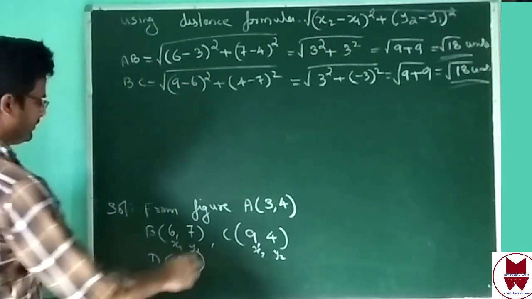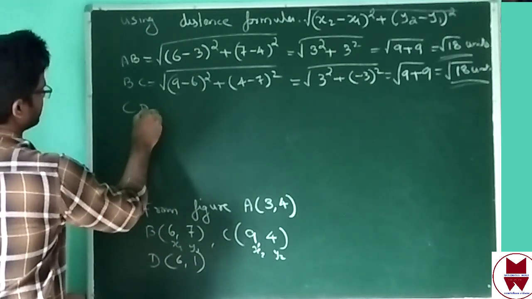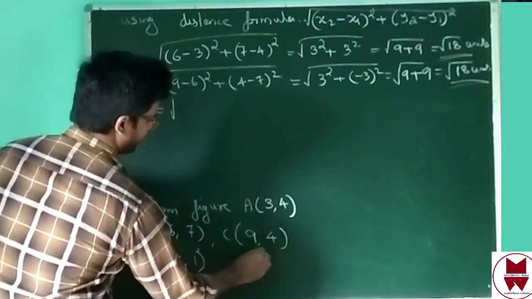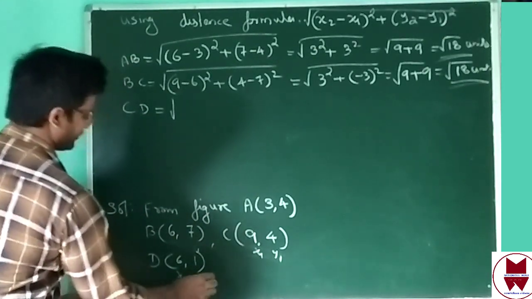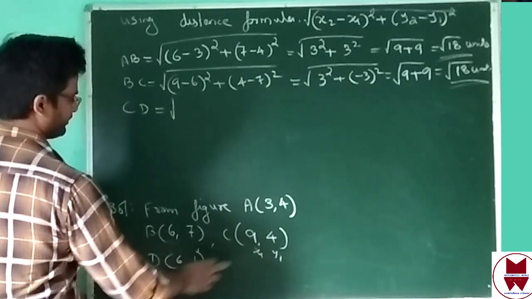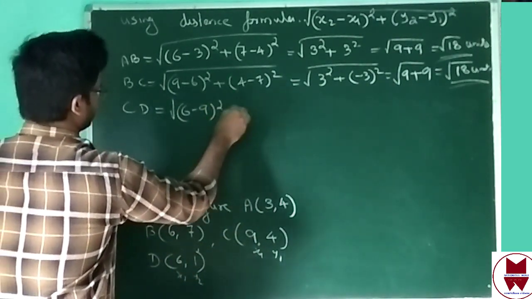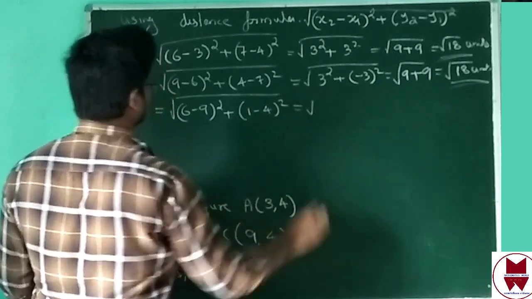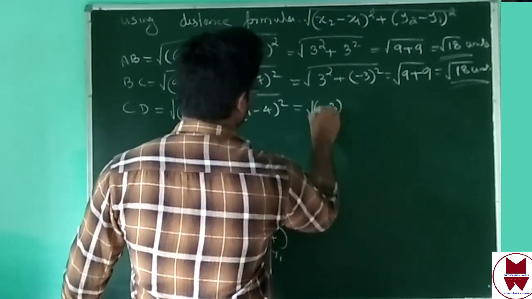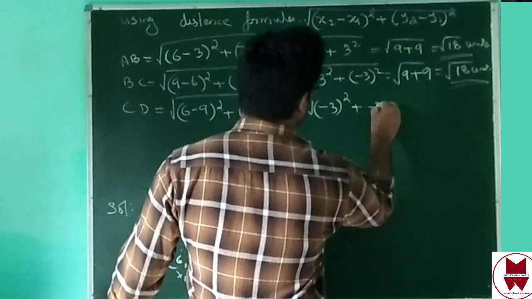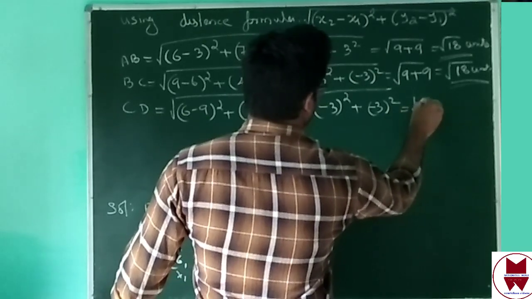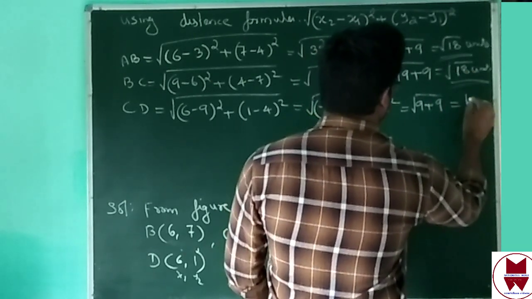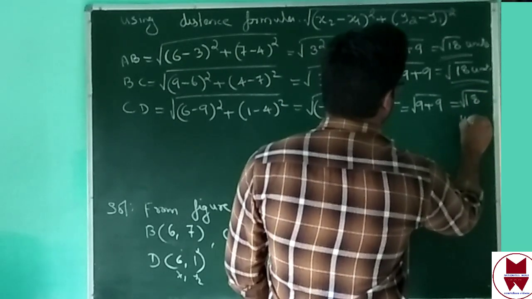The next, CD. CD means x1, y1, x2. 6 minus 9 whole square, then y2 minus y1, that is 1 minus 4. 6 minus 9 is minus 3 whole square, then 1 minus 4 is minus 3. 9 again, minus 3 whole square, you get 9. Then you will get root 18 units.